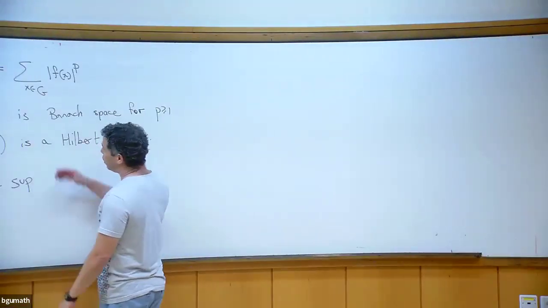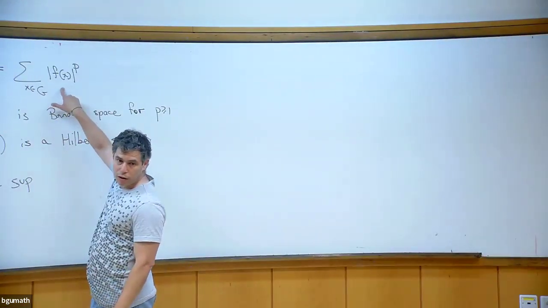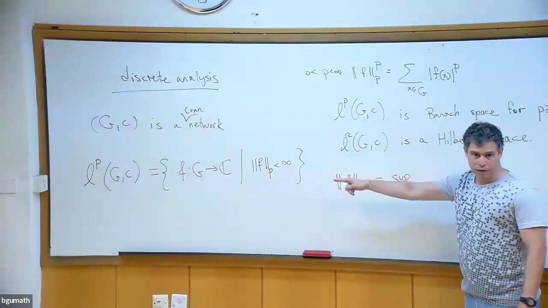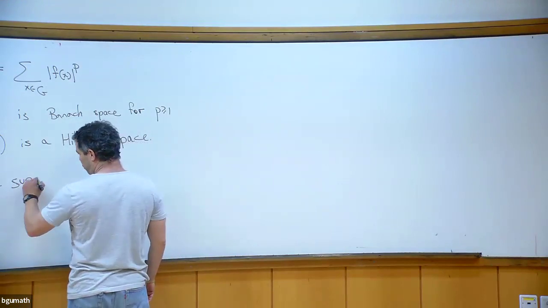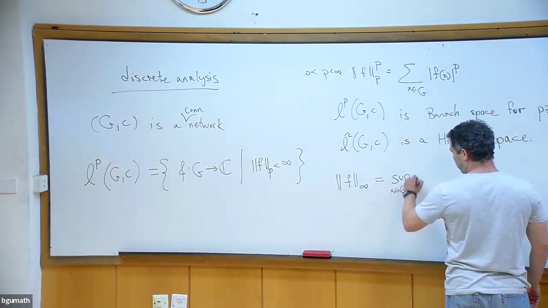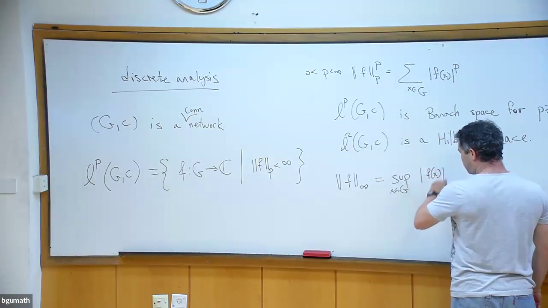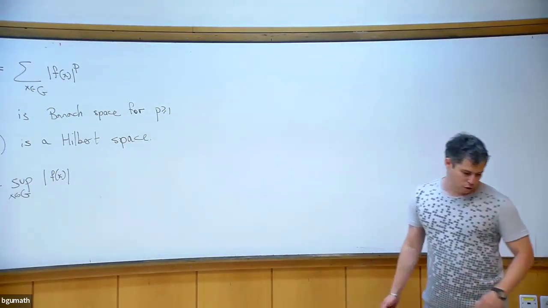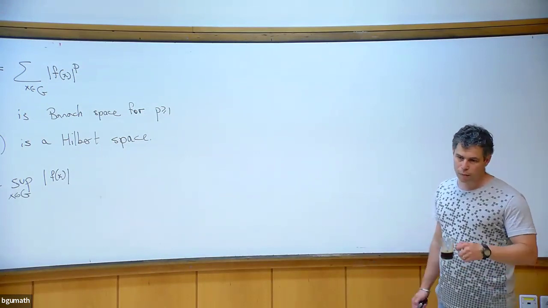Say supremum. Look, these things could be infinite, okay? They're well defined even if they're infinite, but they could be infinite. We take only those that are finite into our space, right? So this is the supremum over all x in G of the absolute value of f(x). Again, f could be negative, could be, in fact, complex.